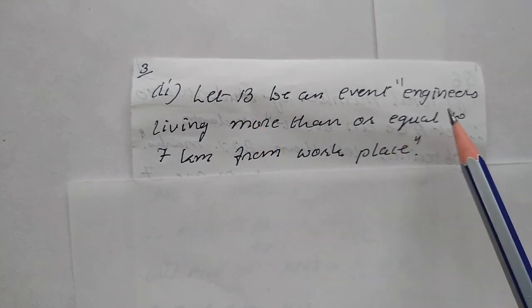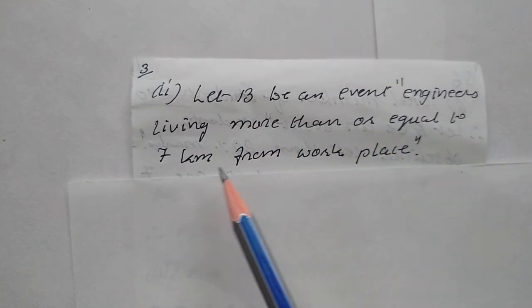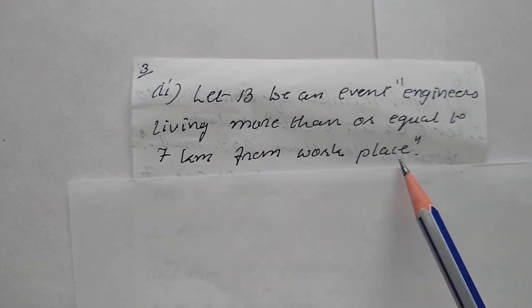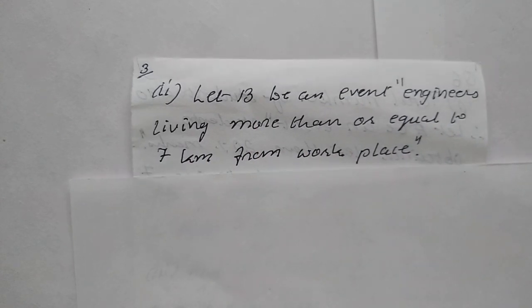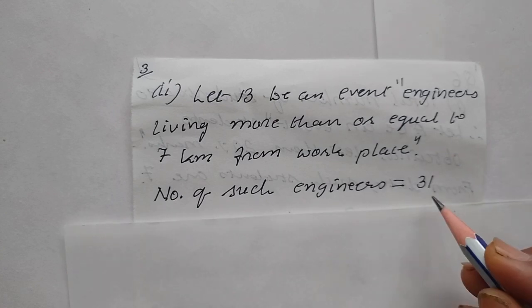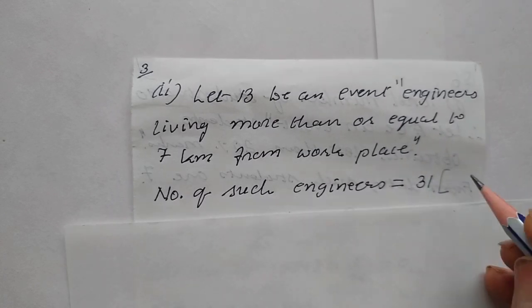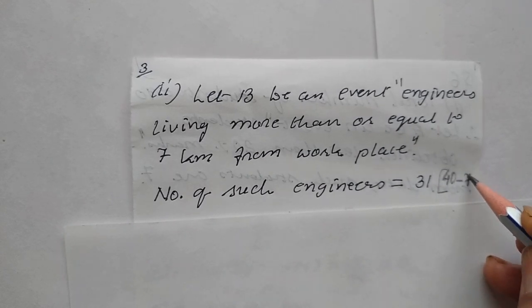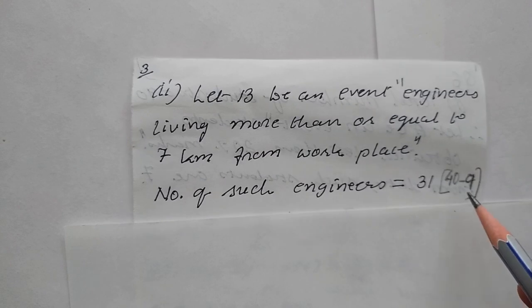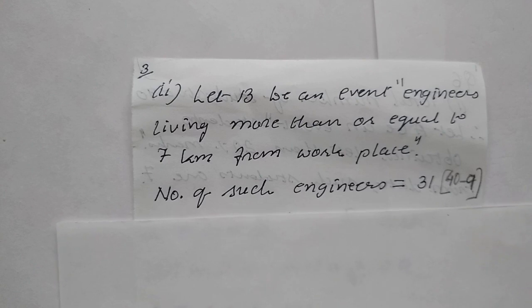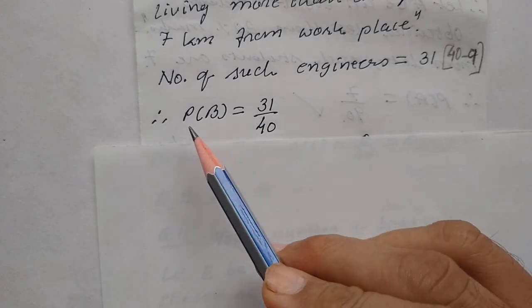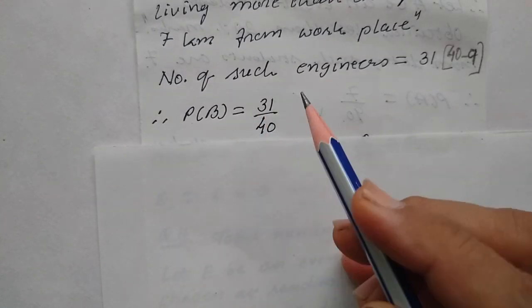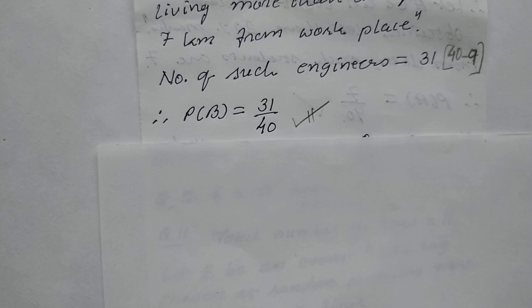Now children, let B be an event: engineers living more than or equal to 7 kilometers from the workplace. Now it is very easy, children. The number of such engineers is 31. This 31 you can understand as 40 minus 9. Otherwise, if you don't get this idea, then you have to count it, but it takes time, naturally. So therefore P of B equals 31 by 40, children. This is the answer.